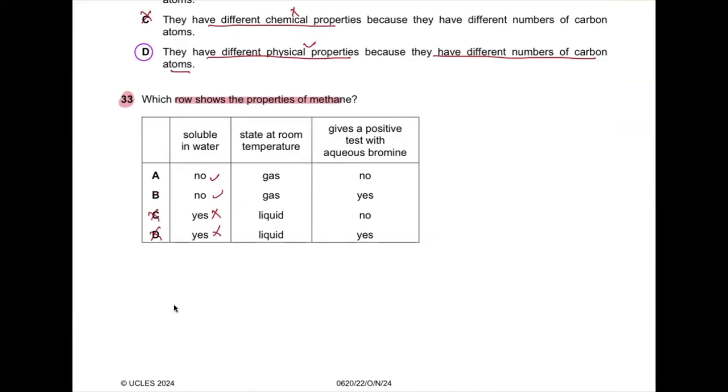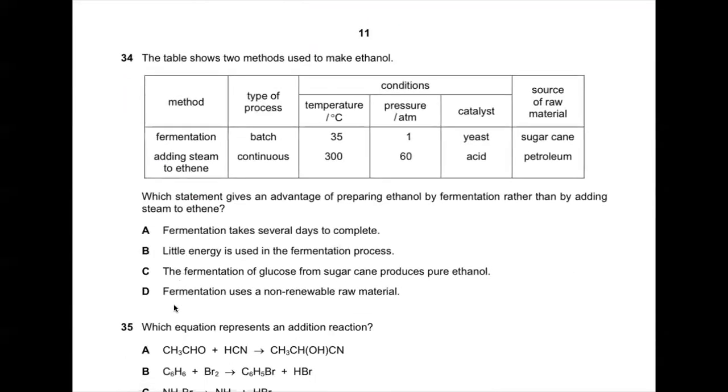Okay. Now, room temperature gas. Gives a positive test with aqueous bromine. No, because with aqueous bromine, compounds having a carbon-carbon double bond show the positive test. So B goes wrong. So we are left with only option A. It is correct. Now, MCQ number 34. The table shows two methods used to make ethanol. Okay.